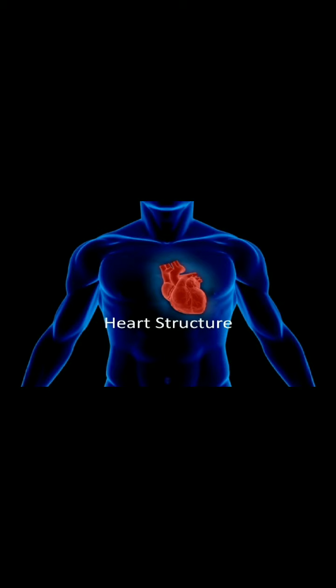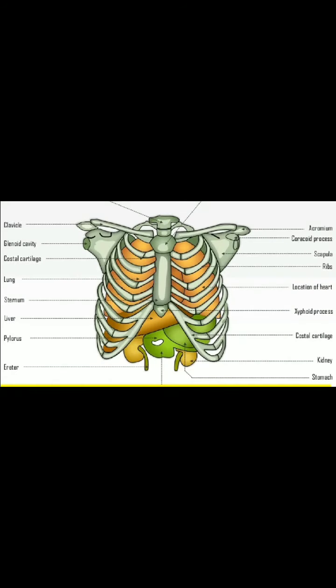This heart is made up of a special type of muscle called cardiac muscle, and it's safely located in the rib cage. The rib cage protects the heart as well as the lungs.